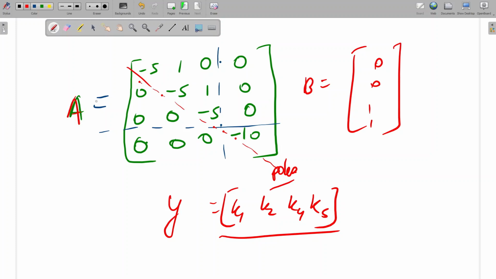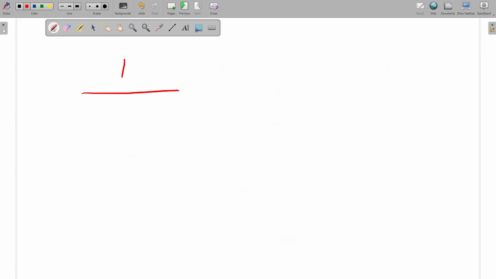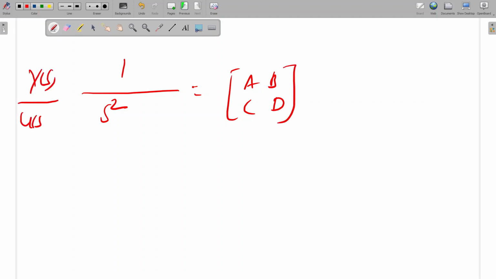Sir, in the assignment there was a question: the Jordan matrix of 1 by S square is given in matrix form A, B, C, D. Then what is the value of B and C? Y(s) by U(s) is this one, that only, na? Yes, sir. Let's see what will be there.